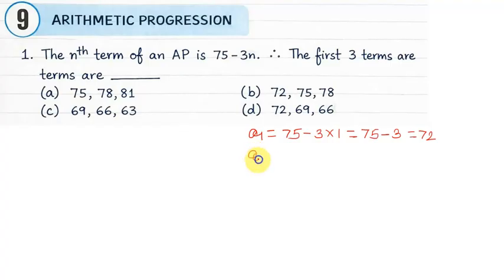What about the second term? a2 = 75 - 3n, where n is replaced by 2 here, that is 3 into 2. Therefore, here 75 - 6, you will get 69. And hence, option D is the correct answer here.